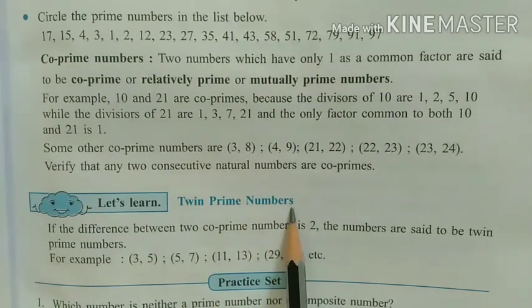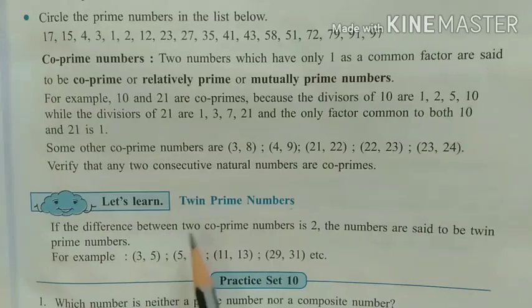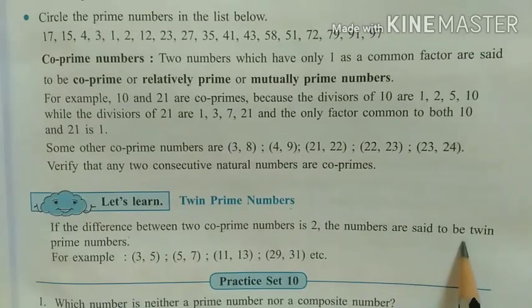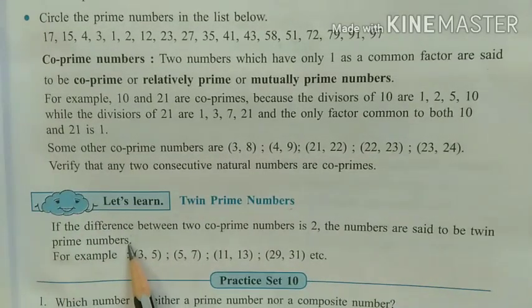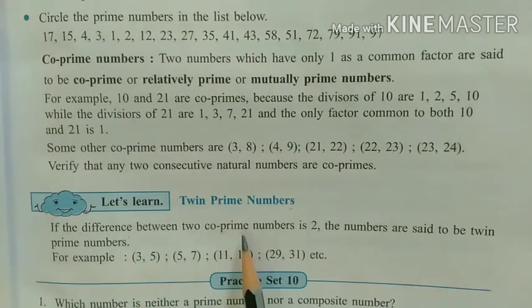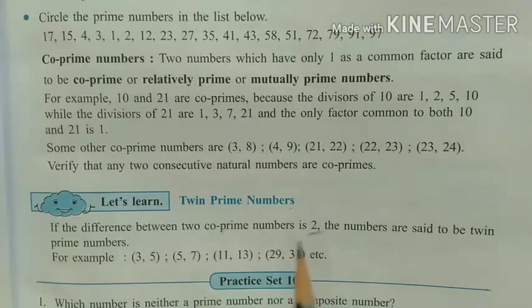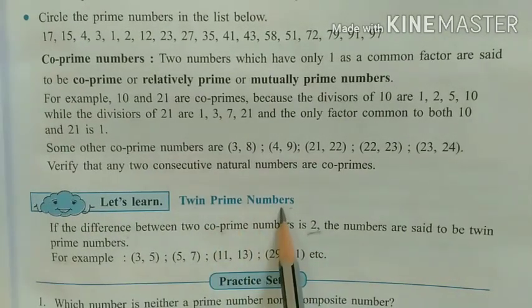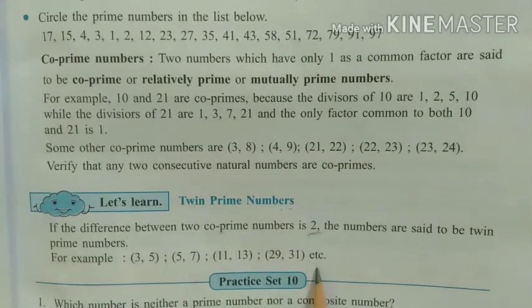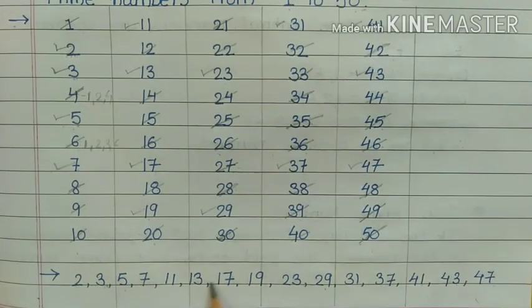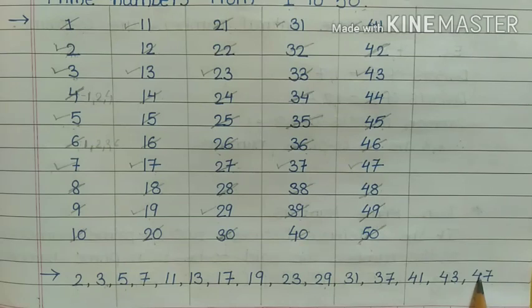Twin prime numbers. If the difference between two co-prime numbers is 2, the numbers are said to be twin prime numbers. It means whichever are the co-primes, if they have a difference of 2, then those numbers are called twin prime numbers. Here some examples are given. Here we have some prime numbers. How to find out the twin prime numbers? Let us see.